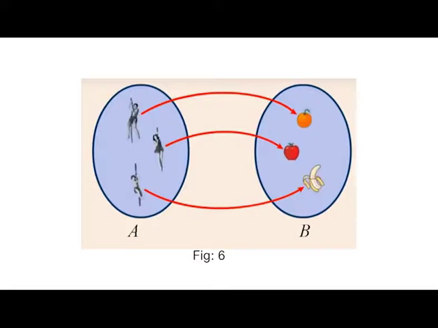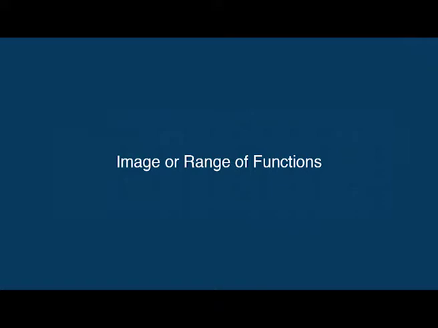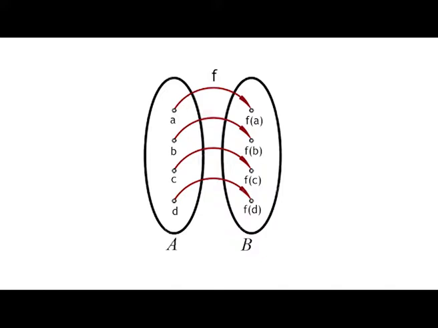The arrow diagram in figure 6 shows that the domain and target set of a function can be any type of objects. Image or range of functions. Suppose f is a function from set A into set B and a is an element in the set A. Then f of a denotes the unique element of the set B which f assigns to the element a. This element f of a in the set B is called the image of the element a under f or the value of f at a. We also say that f sends or maps the element a into the element f of a.